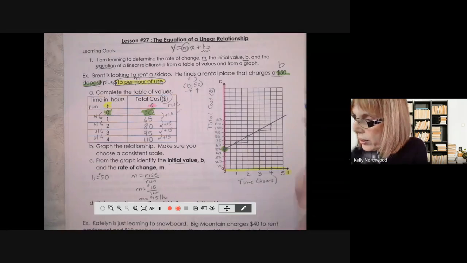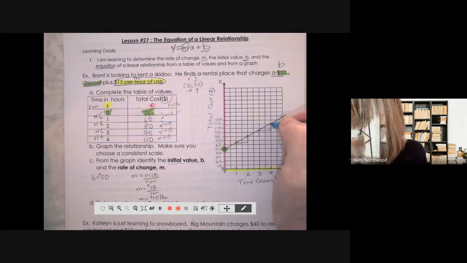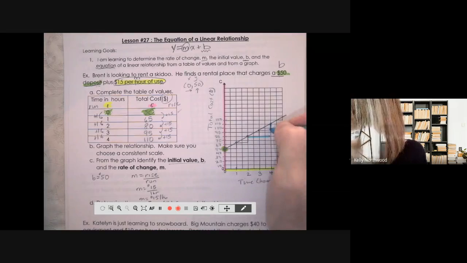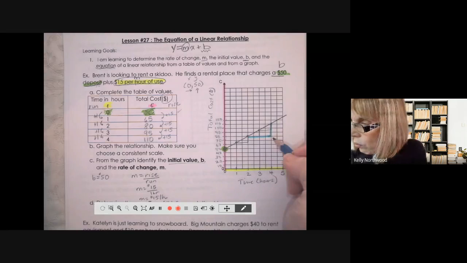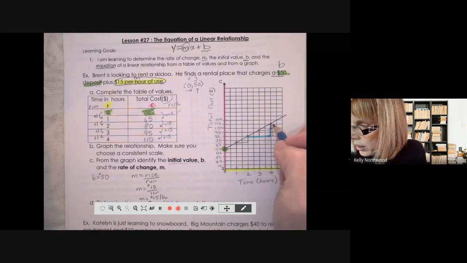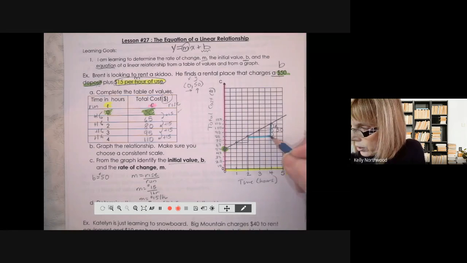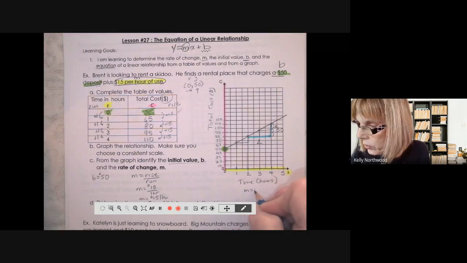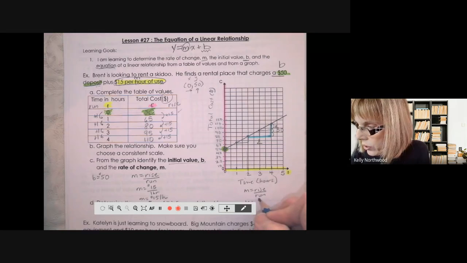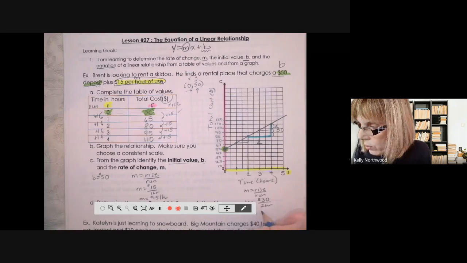And then also we want to get it from the graph. So we could make a rate triangle. Maybe I want to go with corners. So I could go from this corner to this corner and make a rate triangle where my rise is 10, 20, 30. And my run is from 2 to 4, which is 2. And if I use rise over run from my graph, I get $30 over 2 hours, which is also $15 per hour.